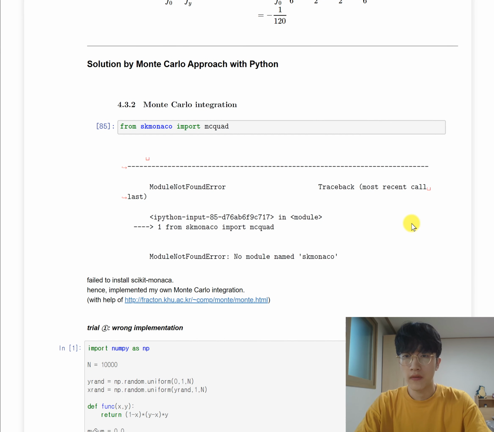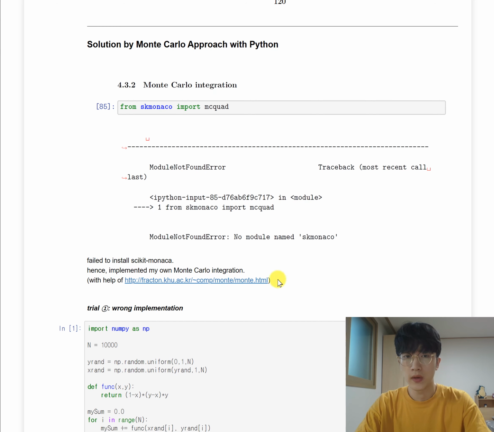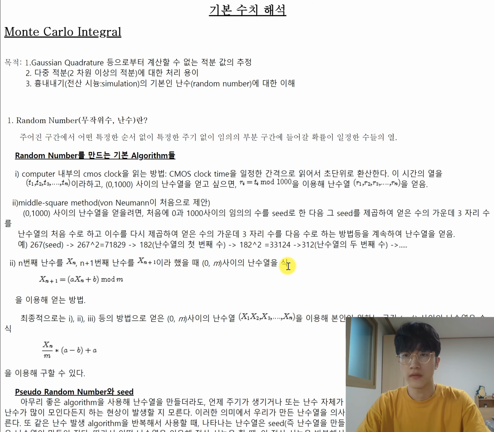To be honest, I failed to install Scikit Monaco as in the lecture slide, so I implemented my own Monte Carlo integration with Python, obviously, and this is a link of detailed information of Monte Carlo integration. So I referred to this link for some detailed information of the algorithm we are going to use.